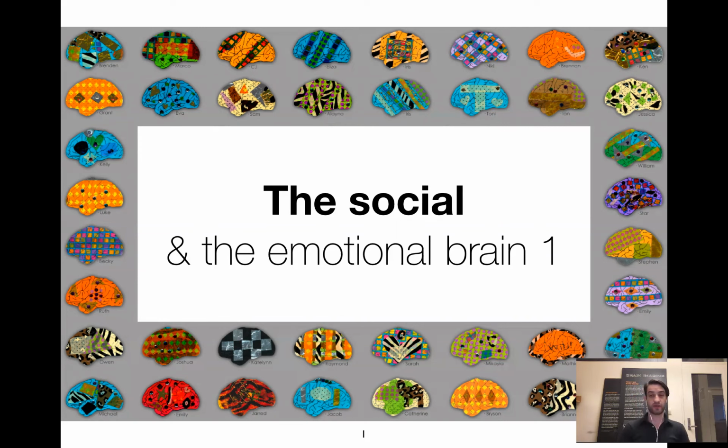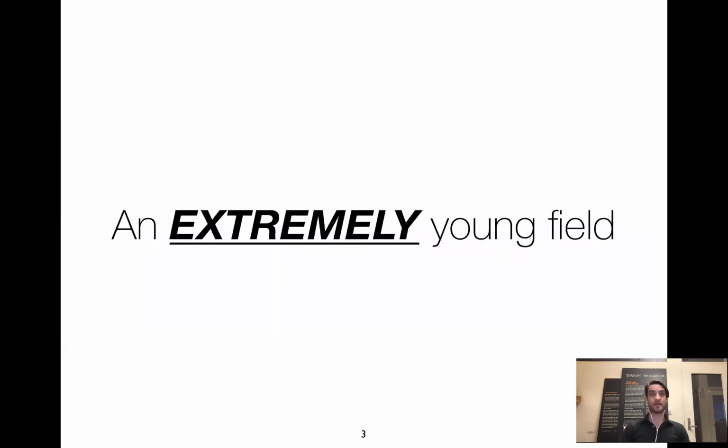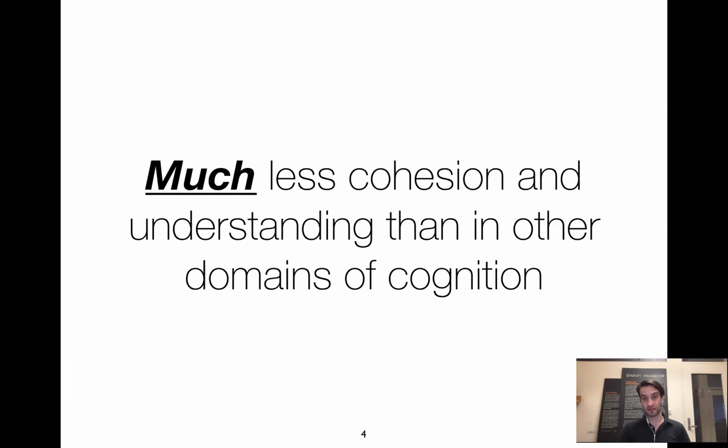And one thing I should mention from the get-go is that these two branches of neuroscience, specifically social neuroscience, is an extremely young field. And when I say that, I mean an extremely young field. Like the term social neuroscience didn't really exist before your lifetime. And most of you are only probably in your early 20s, late teens. So there's a lot less cohesion and understanding than other domains of cognition.